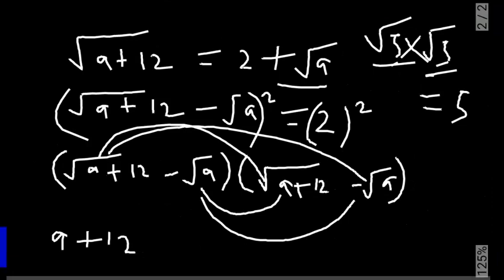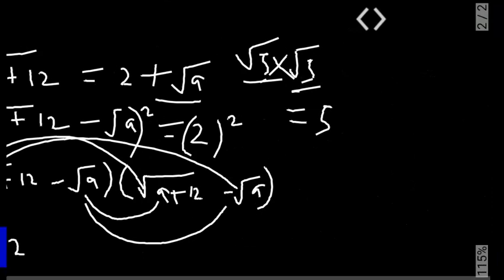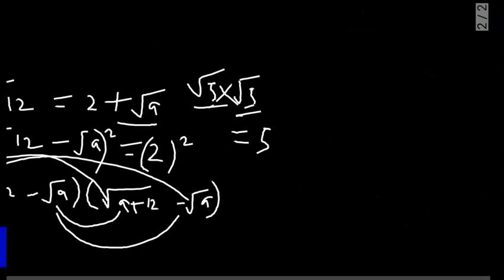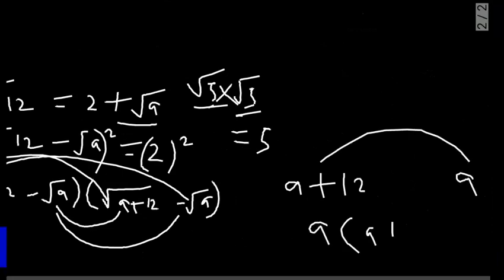Now root a plus 12 multiplied by minus root a. So you have to be careful here. It's not just an ordinary expression. Let me show that to you. If it was an ordinary expression where we have a plus 12 multiplied by a, this would be a plus 12. But now both are square rooted.